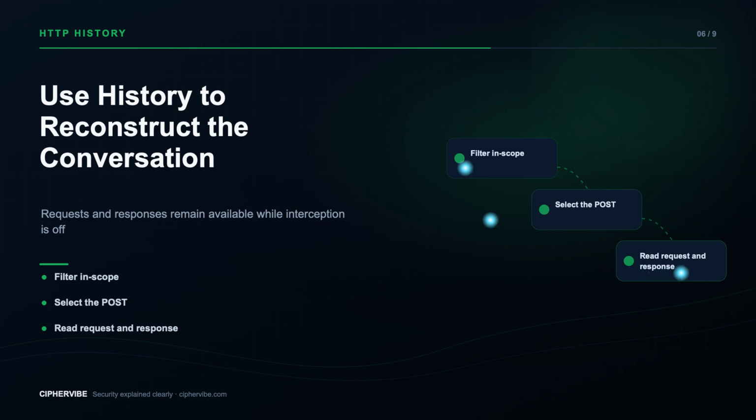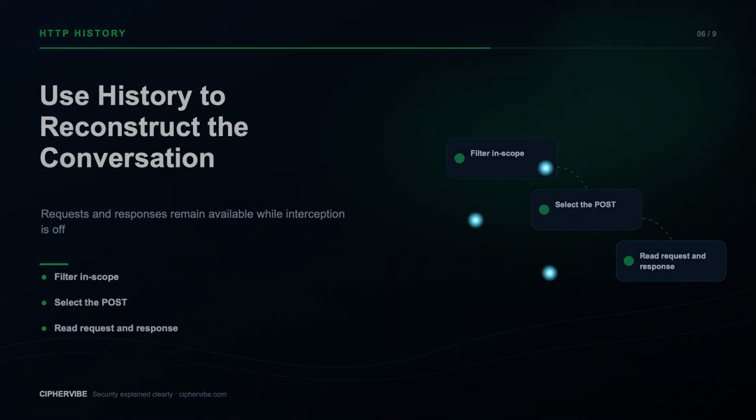History is often a better beginner workspace than permanent interception. Browse normally, identify one meaningful request, then analyze it after the fact. This keeps the exercise focused and reduces accidental modifications.